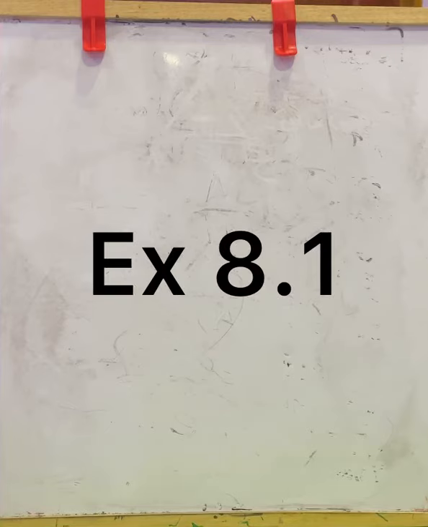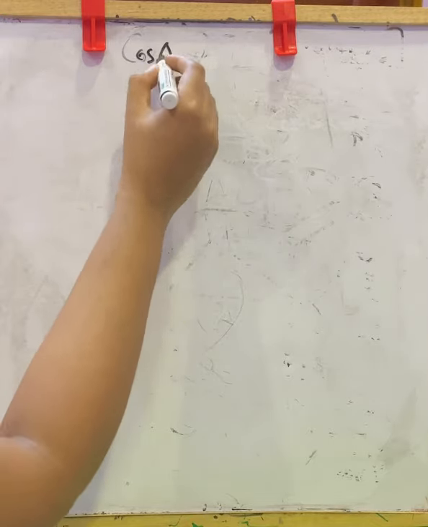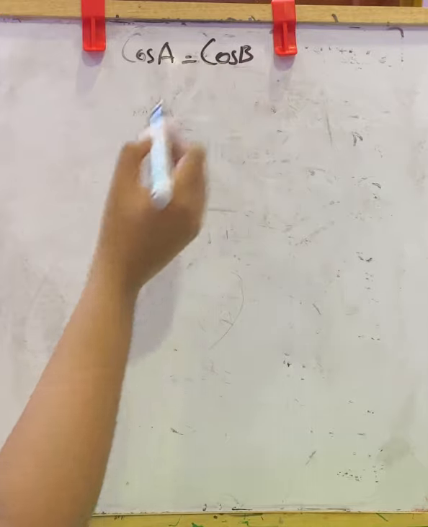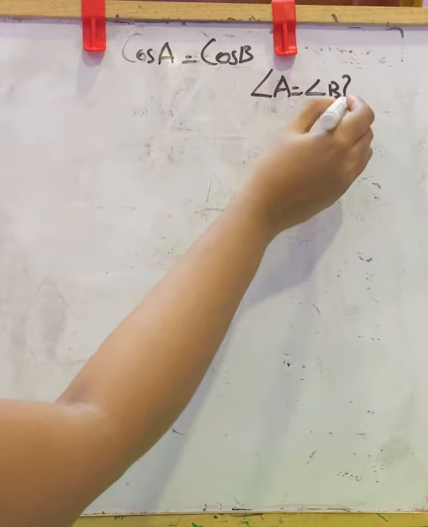Namaste. Today we are going to do the remaining questions from exercise 8.1. Sixth question: if angle A and angle B are acute angles such that cos A equals cos B, you have to show that angle A equals angle B.